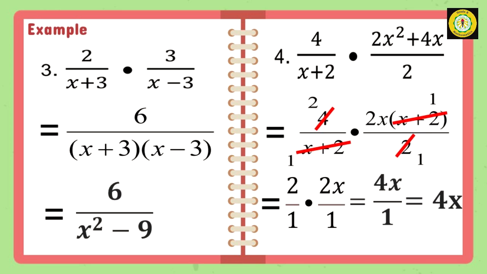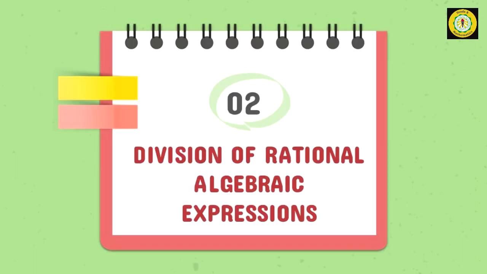4 and 2 are divisible by 2, so it becomes 2 and 1. x plus 2 divided by x plus 2 is equal to 1. So it becomes 2 over 1. Multiply to 2x over 1. So the answer is 4x over 1, or 4x.